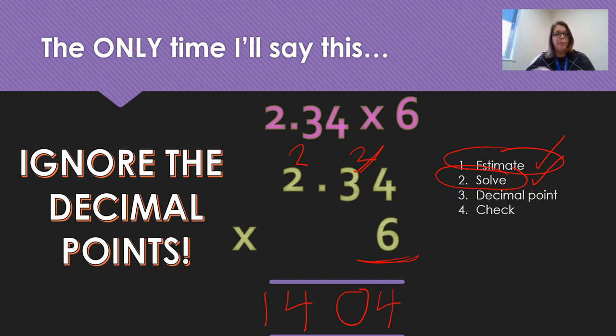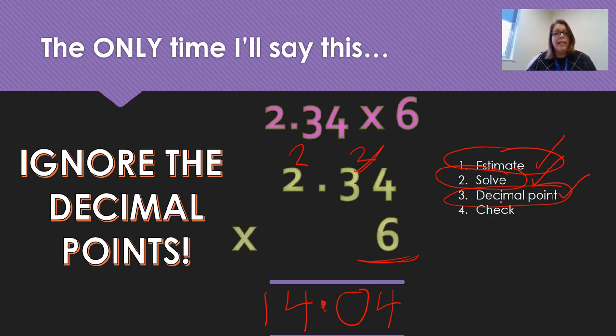140.4. Too high. 1,404, way too high. So our decimal point goes in to make it fit for our estimation. Our last step, let's give that one a tick. Our last step is checking.